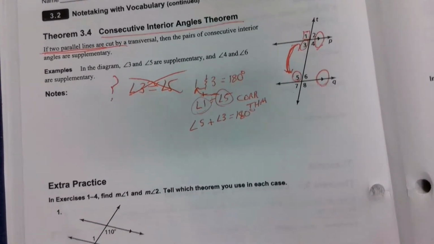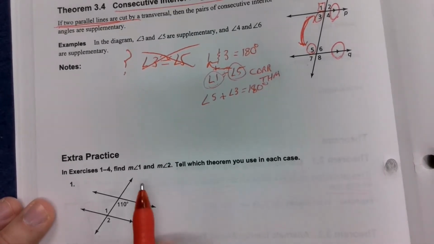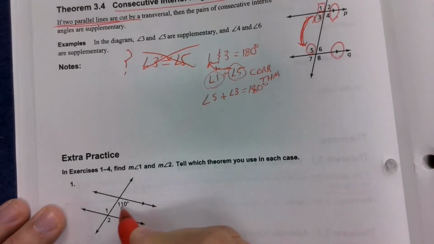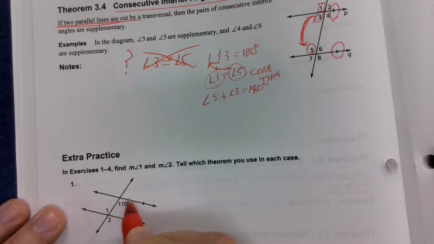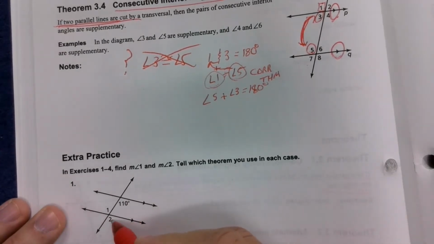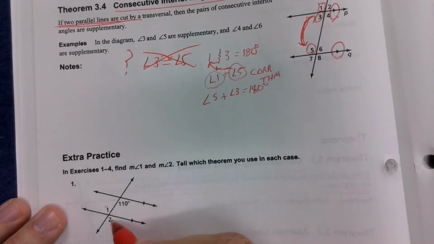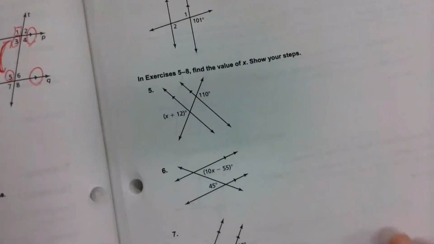Okay, so right here, it's going to say, hey, can I use some of these properties? It says, find the measure of angle 1 and 2, and tell which theorem you used in each case. So if I want to know the measure of angle 1, I can say that angle 1 is 110 degrees because of the alternate interior angles theorem. I can say that 2 is now 110 because of the vertical angles theorem with angle 1, or I can say that 2 is 110 because of the corresponding angles theorem with those 110. Is that okay? And we'll go through some of those, and then we get into algebra stuff.